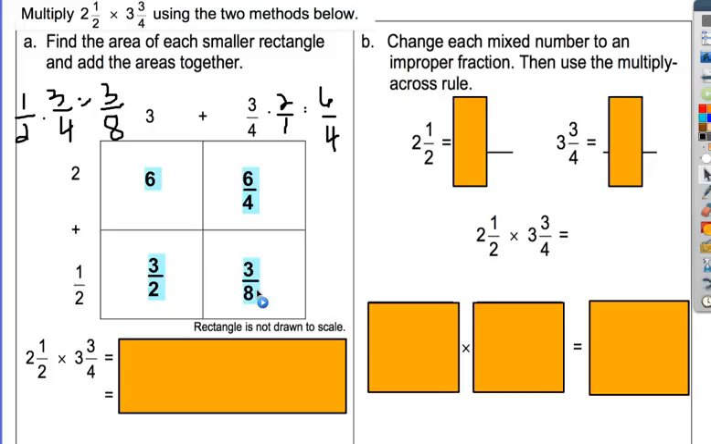So if you have not done this yet, or actually, I just had you copy this down, so you don't have this yet. So I'm going to have Miss Gurley pause the video here and take about 2 minutes to add up 6/4, 3/2, and 3/8. And then we'll come back in and see what you have. Okay? Pause here and go.